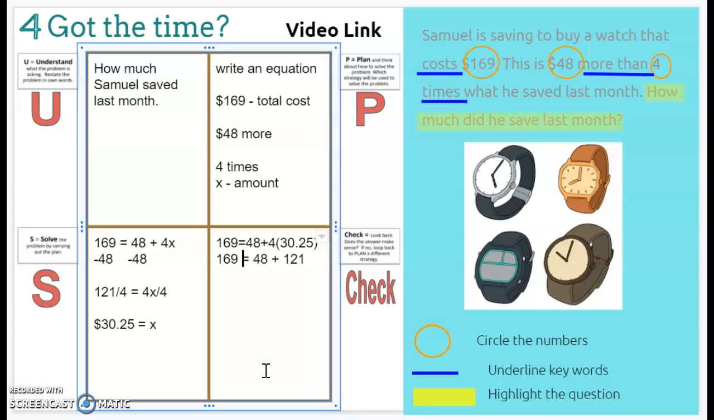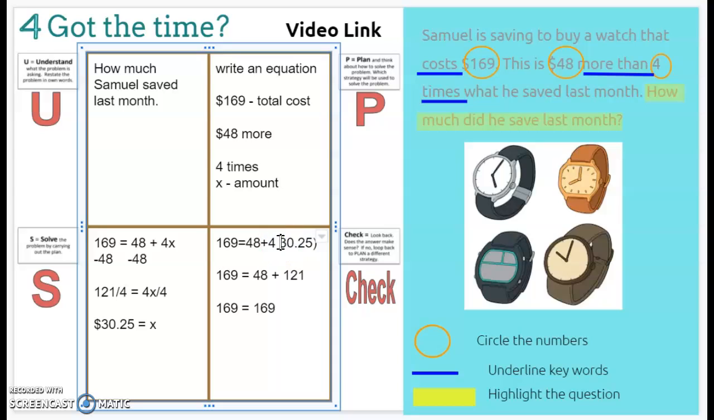Let me space this out so you can see it a little better. And now I'm going to add 121 plus 48. And that's going to equal 169. So 169 equals 169. It is so much easier to do when we write it out because typing it in here is sometimes hard to see. But you can see we did this first. We multiplied 4 times $30.25. That gave us 121. And then we added our 48 down here.